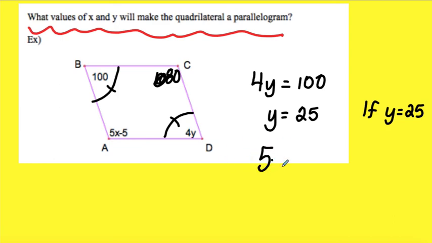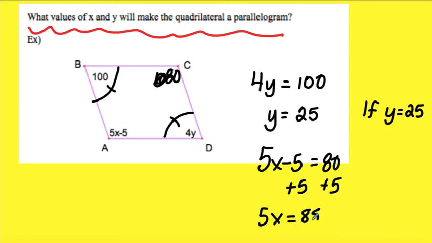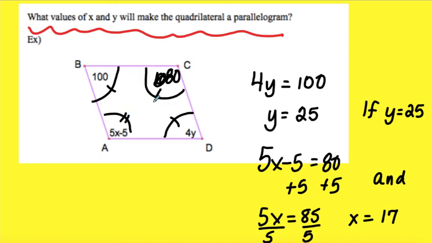So if 5x minus 5 equals 80, we add 5. So we get 5x equals 85. We divide by 5, and we get x equals 17. If y equals 25 and x equals 17, then opposite angles would be congruent, so it would be a parallelogram.